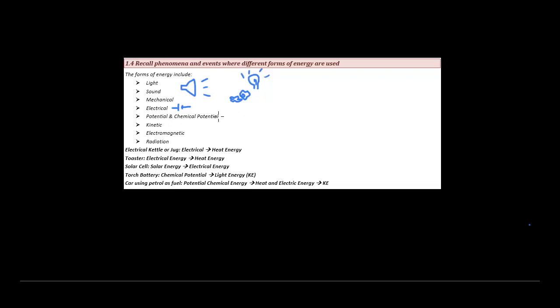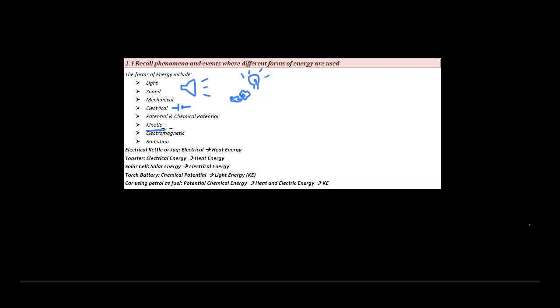Potential and chemical potential. So like, electric potential and chemical potential. When I say potential, it means that there's electricity there, but it's not being used. So just think about a light which isn't switched on. There's electricity present, and it's ready to be used, but it's not being used. So that's what that means.